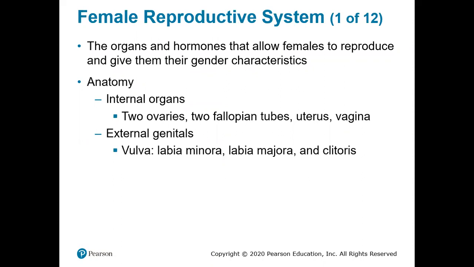So the female reproductive system is composed of the organs and hormones that allow females to reproduce and give them their gender characteristics. So the anatomy consists of internal organs such as the two ovaries, two fallopian tubes, uterus, and vagina. External genitalia would be the vulva, including the labia minora, labia majora, and the clitoris.